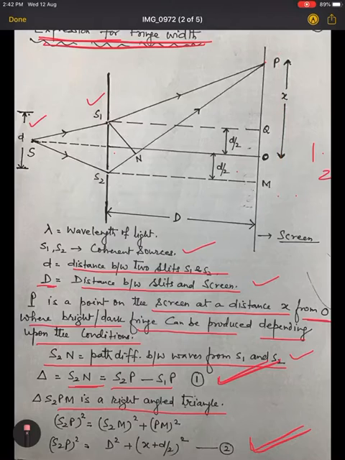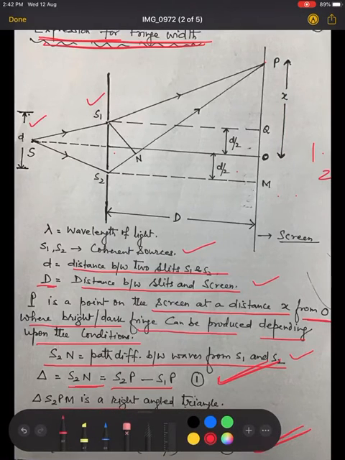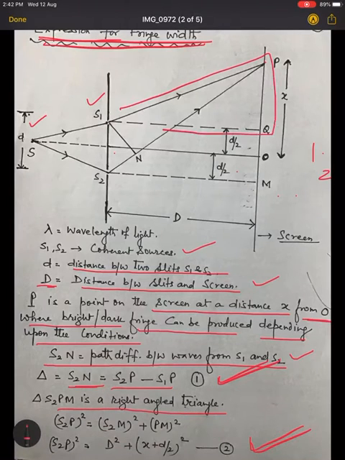Now similarly, we can use the second triangle S1PQ. This is also a right angle triangle, and in this we can write S1P square is equal to S1Q square plus PQ square. And what is the value of PQ? PQ is x minus d by 2. Right? And this is once again capital D. So we can use this also.